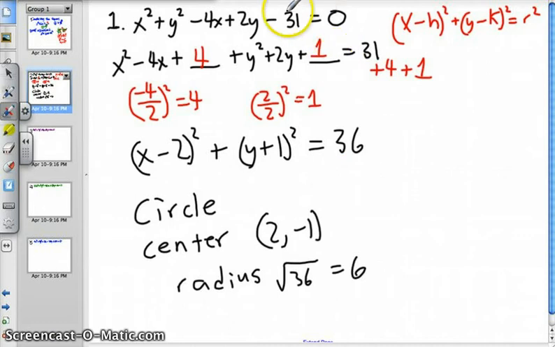So I really couldn't get any information out of the original form of the equation. But now that it's in this form, I can easily see where the center and the radius is and anything else I need to know about it, really. So moving on to example 2.